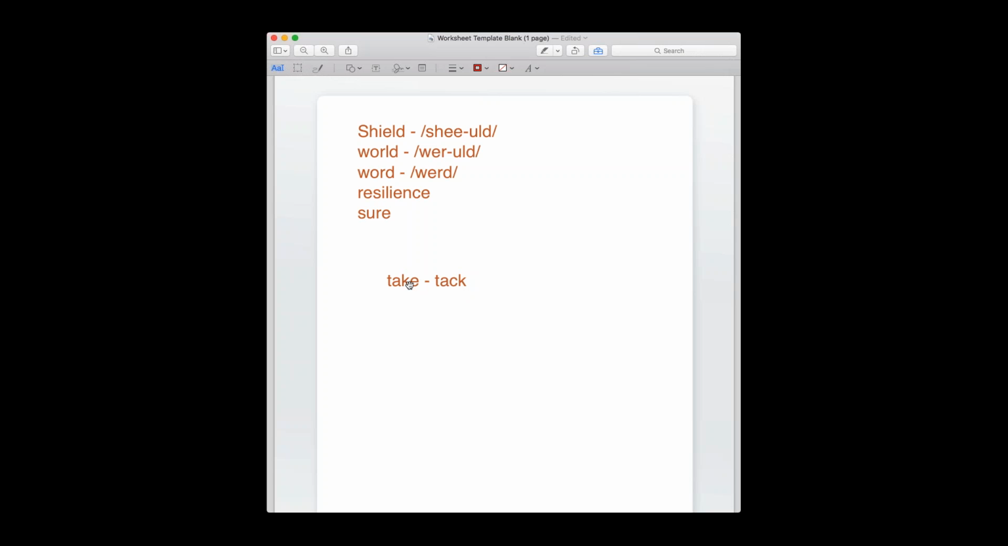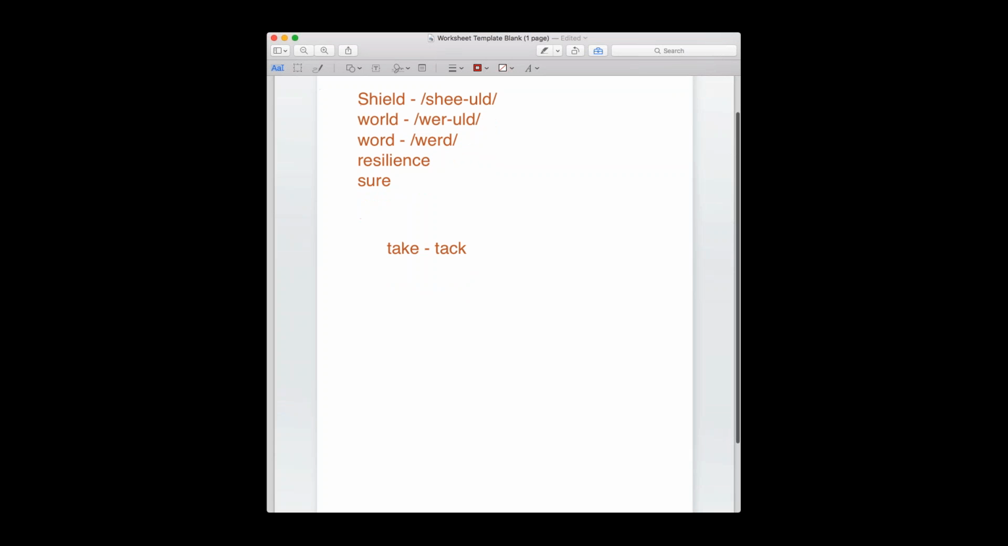So there's take and there's tack. You hear that? Take has the long A because it has the E right here. But this word is tack with the short A because there's no other vowel around. So that's why take has the long A. Does that make sense? I got it. Okay, good.